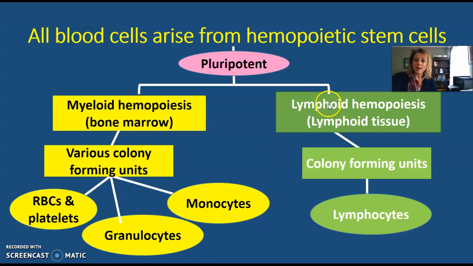And then we have lymphoid hemopoiesis, which happens largely in lymphoid tissue around the body. And that's how lymphocytes are going to be formed. So the lymphocytes, like B cells and T cells, they have origins that are different from monocytes, granulocytes, red blood cells, and platelets.